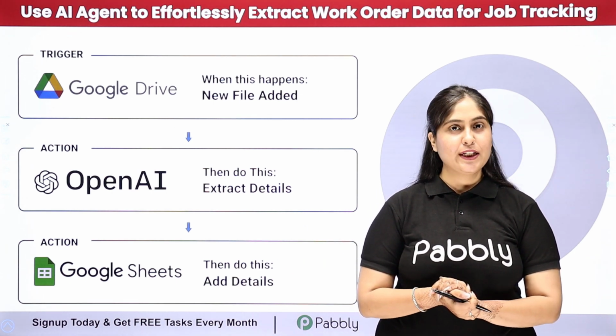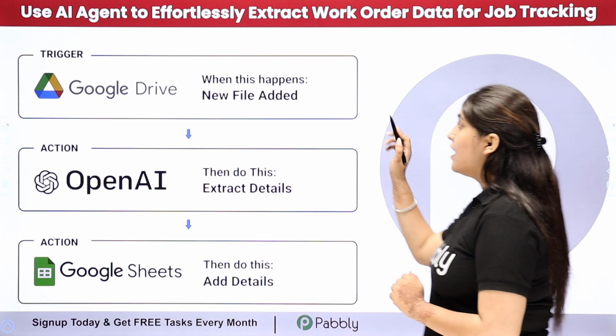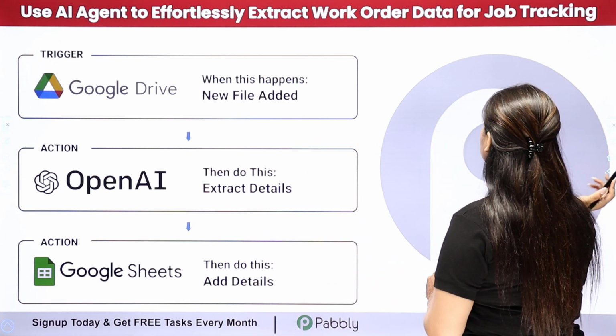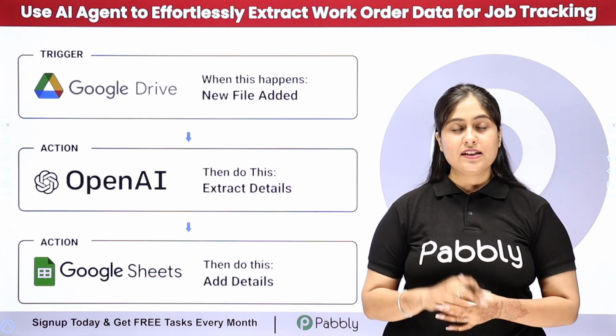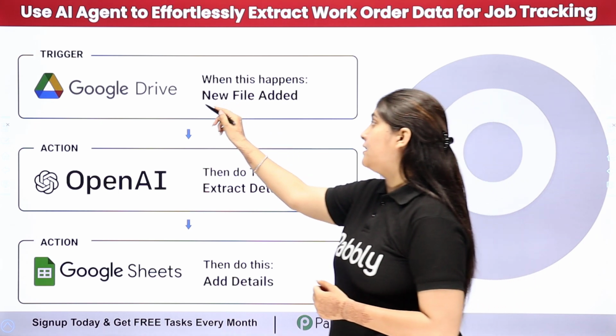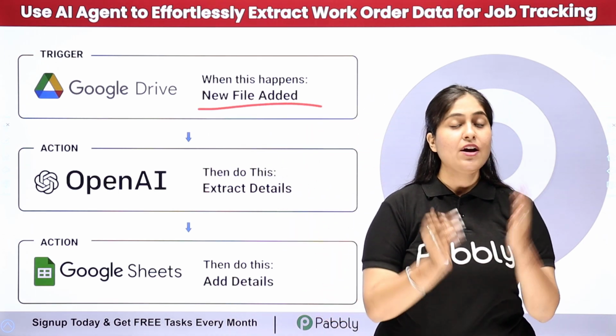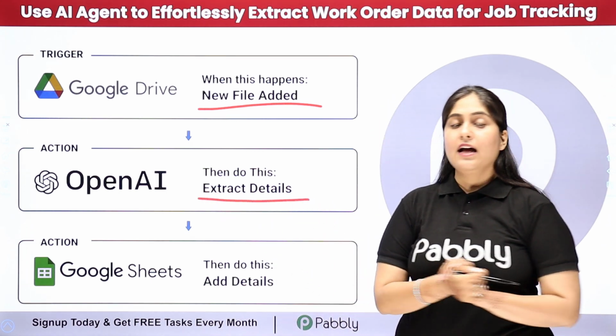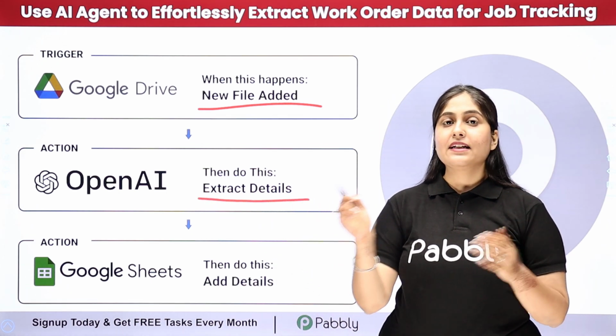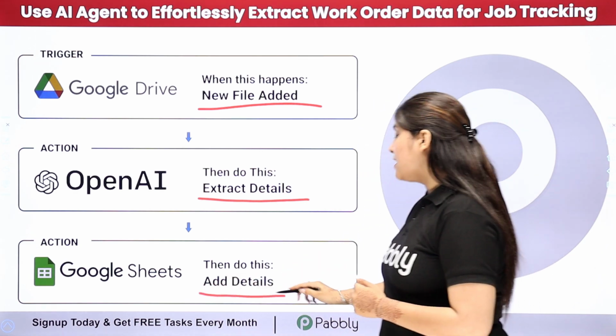In this video, we are going to understand how to use an AI agent to effortlessly extract work order data for job tracking. So as a business owner, my objective is that whenever I upload a new work order detail file in my Google Drive, OpenAI should automatically extract the details from that work order. And after extracting the details, that should automatically be added in my Google Sheets as a new row.